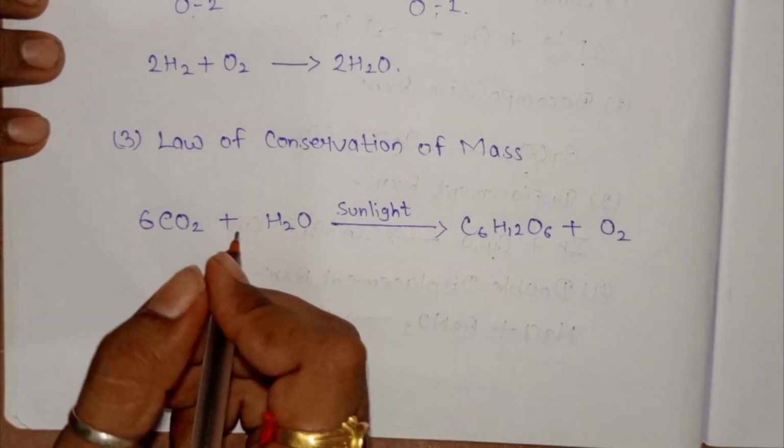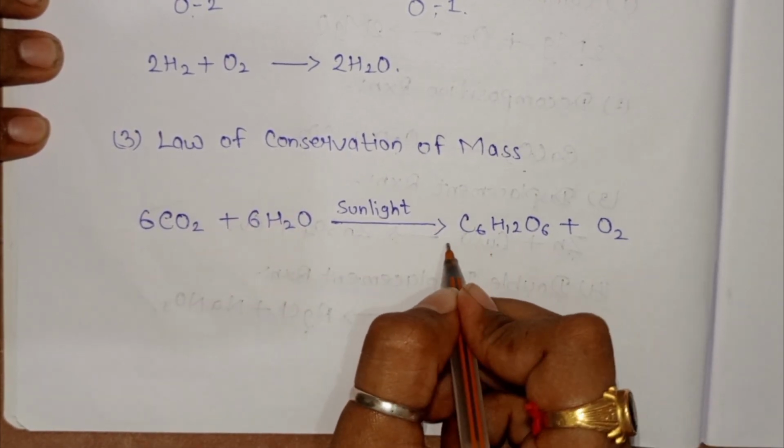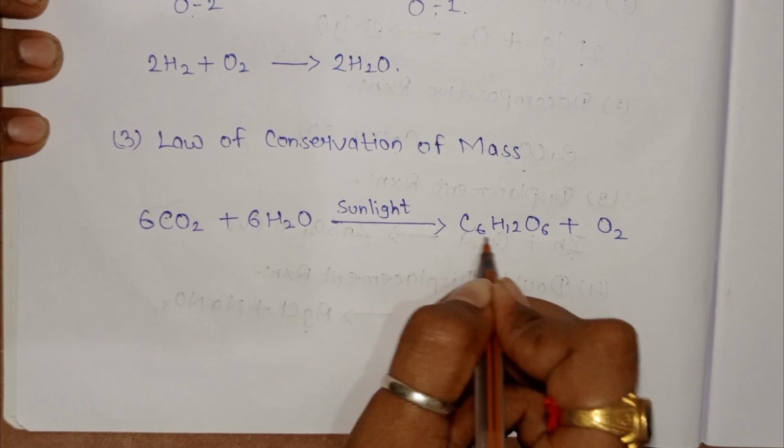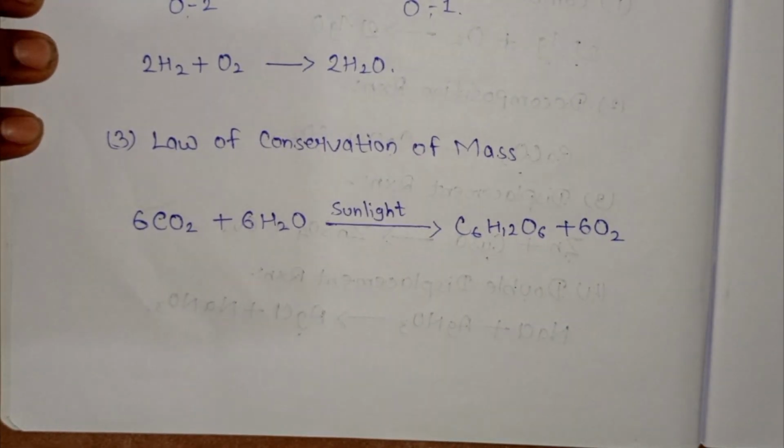6 molecules of carbon dioxide plus 6 molecules of H2O combine and form 1 mole of glucose and 6 molecules of oxygen.